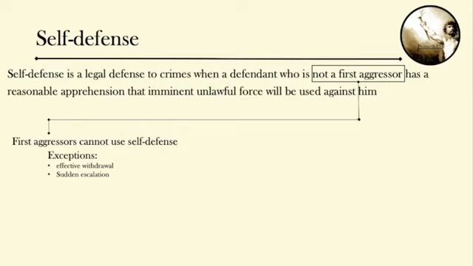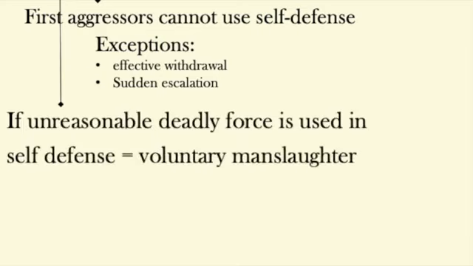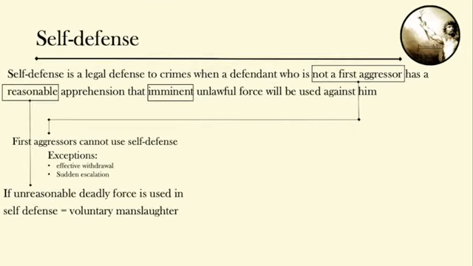Let's discuss now what is considered to be reasonable. Reasonable is defined by an objective standard, and if unreasonable deadly force is used in self-defense, then we have voluntary manslaughter instead of murder. Voluntary manslaughter in this situation is when there is self-defense, which is in good faith, but unreasonably.